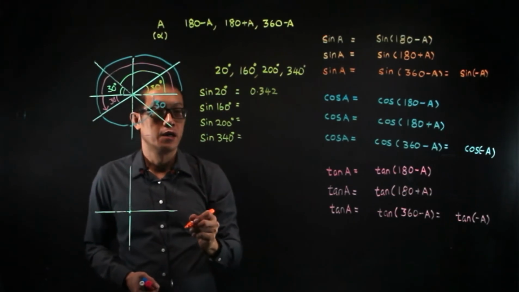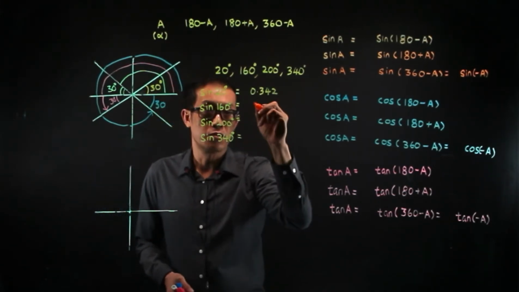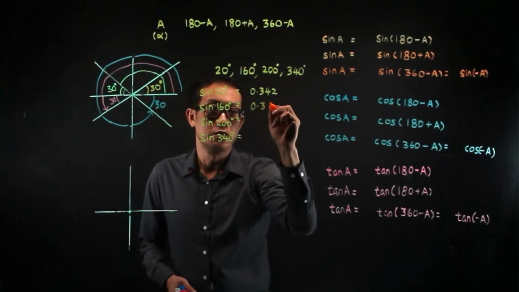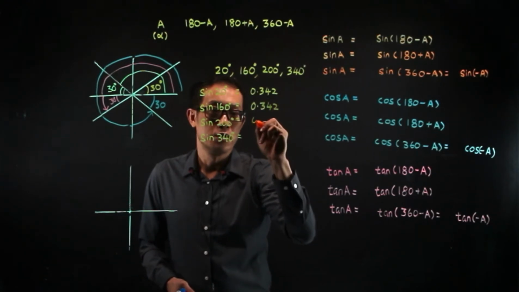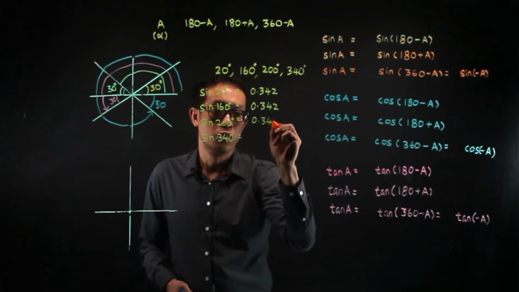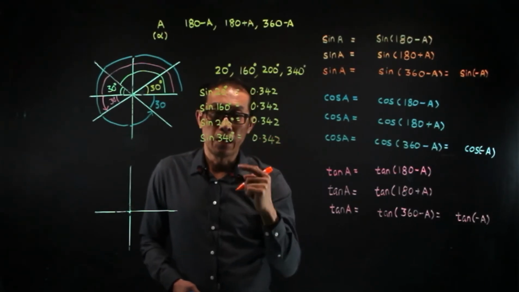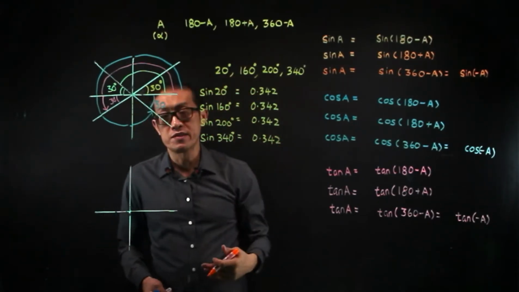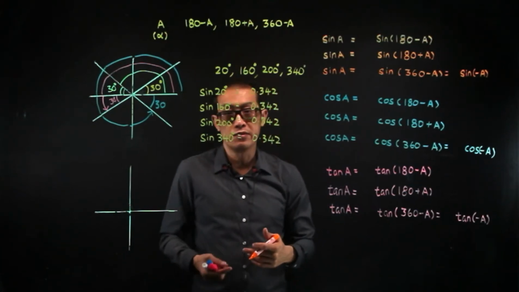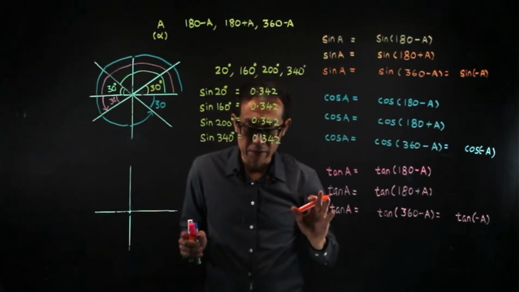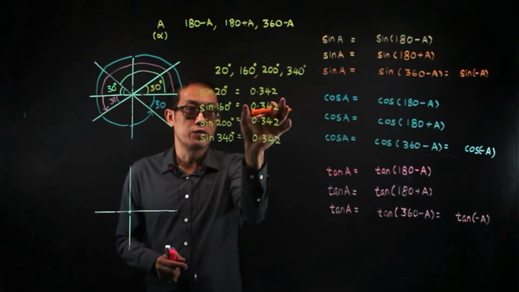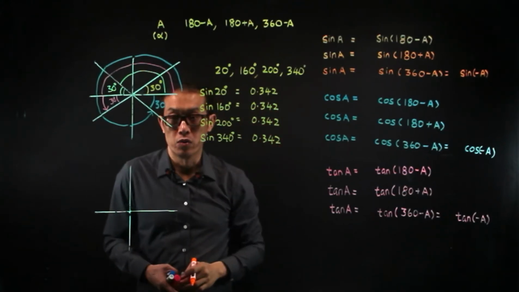Okay, now just press, you notice what will you see? 0.342, 0.342, 0.342. Now, some of them will have a positive sign and some of them will have a negative sign. But we are not talking about that first. You notice all of them have the same numerical value.